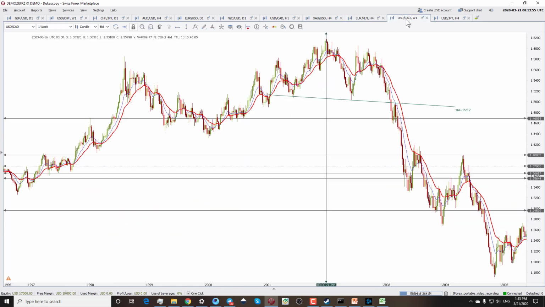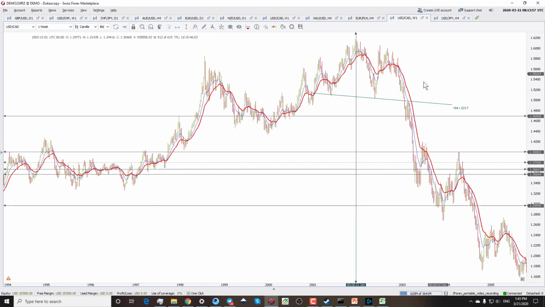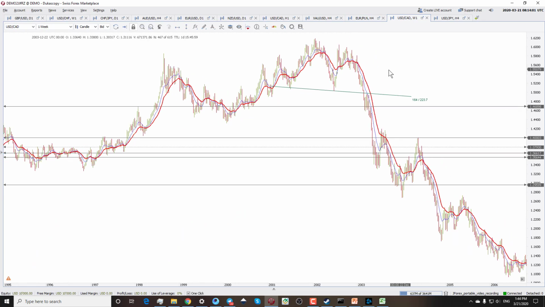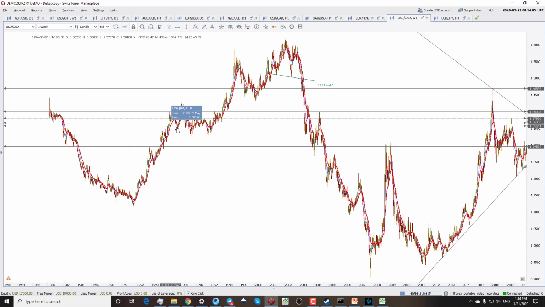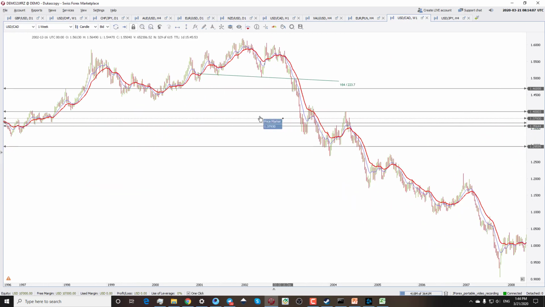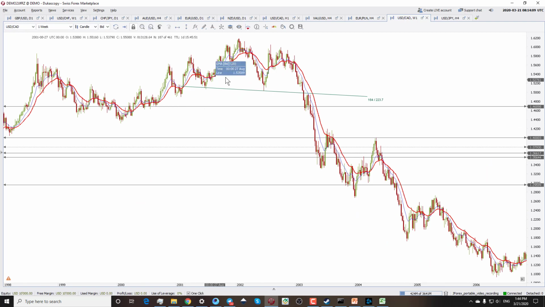I will go to a weekly chart. Now this is a weekly chart of the US dollar against the Canadian dollar. You can see that the market was in an uptrend here, making higher highs and higher lows all the time. And at the time of reversal, initially it was making higher highs, but eventually it made a lower high.